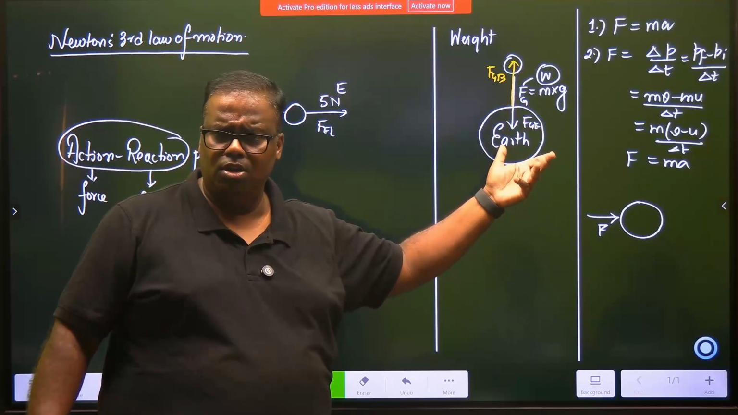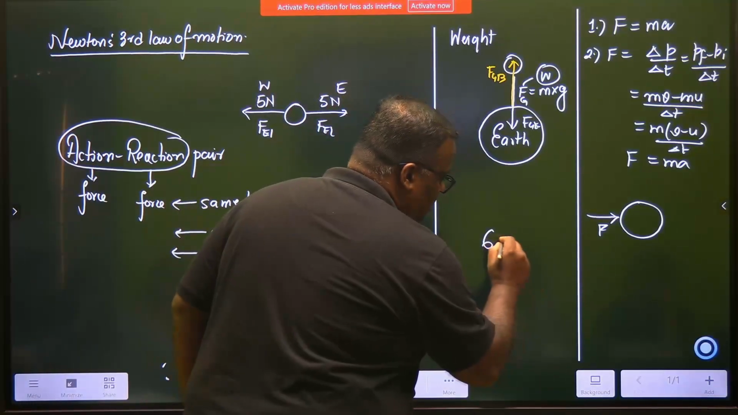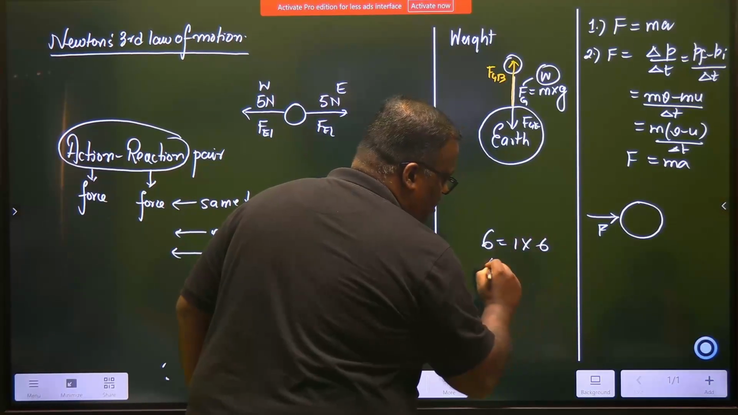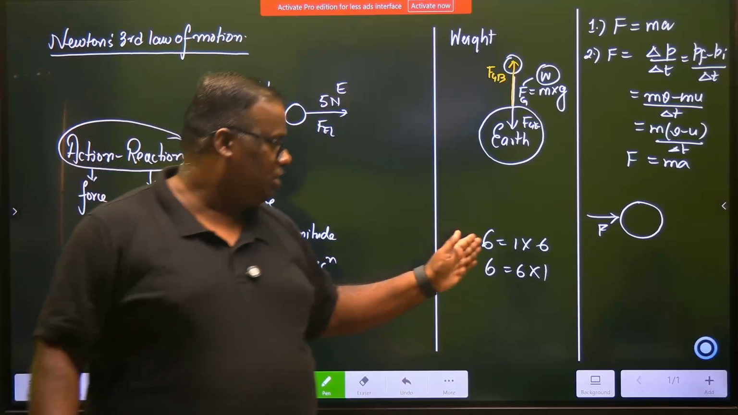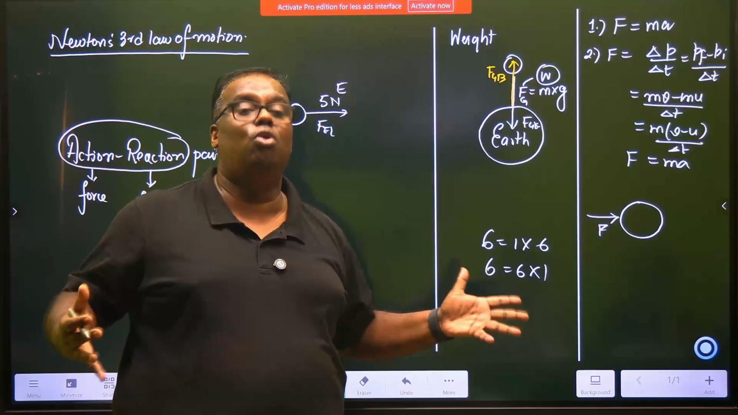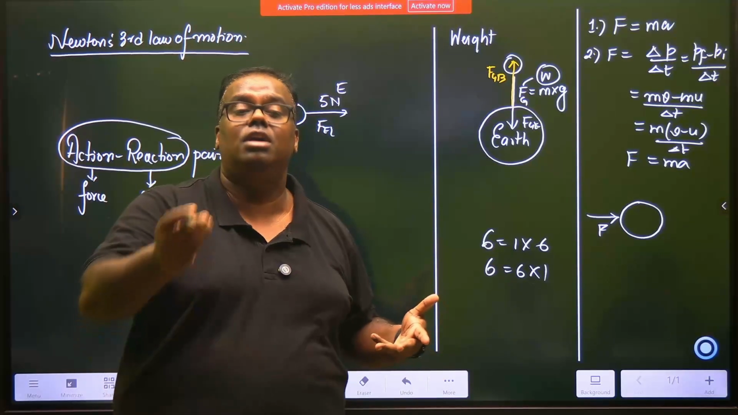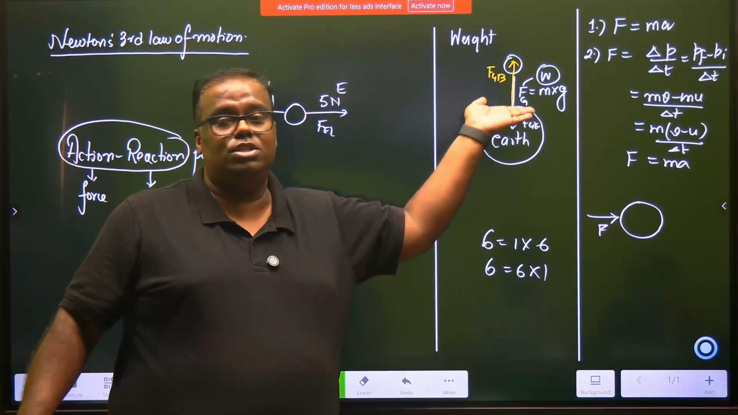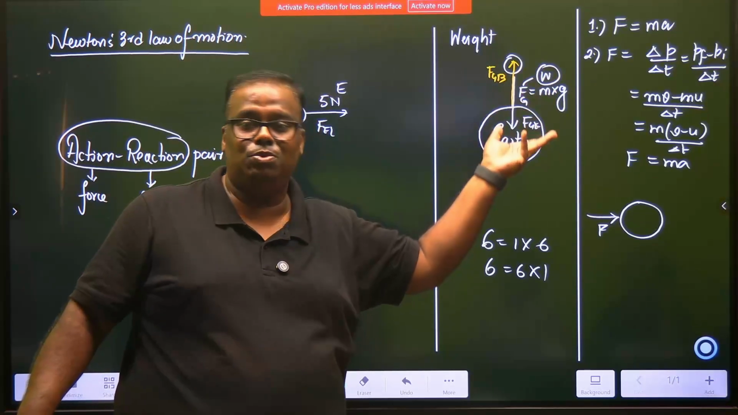Very simple. Force is mass into acceleration. 6 can be written as 1 into 6. 6 can also be written as 6 into 1. Force is mass into acceleration. The mass of the earth is much more. Therefore, the acceleration experienced by the earth will be less. So the earth does not seem to go towards the body. The body's mass is less, so the body comes towards the earth.